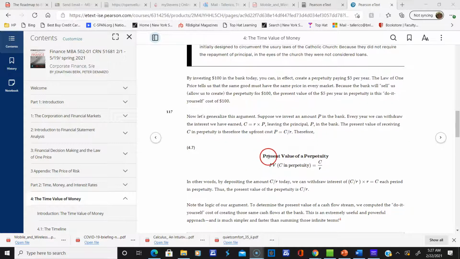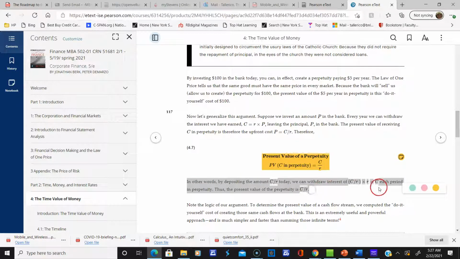It's nothing more than first grade division here. The perpetuity is the one cash flow divided by the interest rate that you're using. By depositing this amount today, we can withdraw interest of C each period forever. So if you put money in the bank and you take the money out, you live off the interest every year, like some people do. That's kind of what they're driving at here.